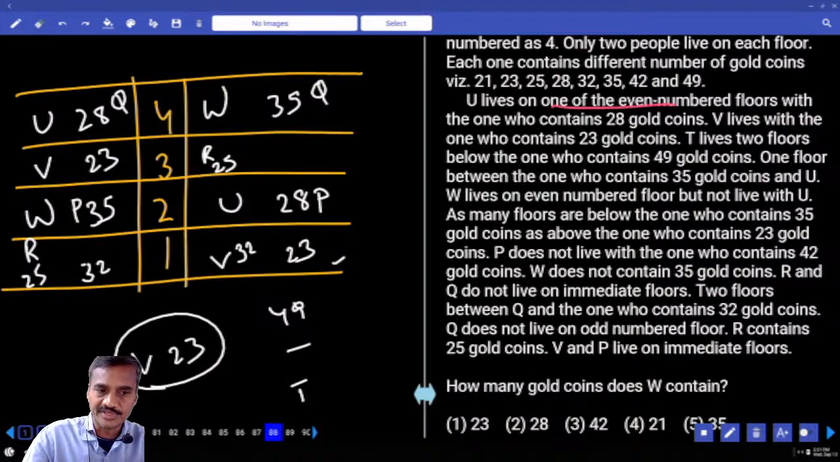And U lives on the even number floor, with the 128. V lives with the 123. V and 23 we have taken. And next one, V lives with the 120.